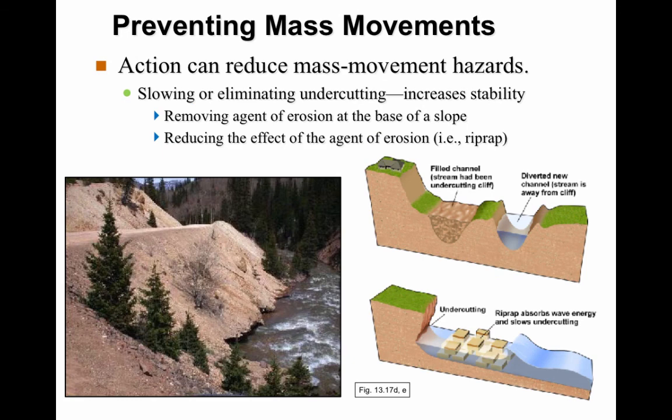We can also try to eliminate undercutting. Here, this river would flow to undercut the base of this channel. A lot of times engineers will put in riprap, which are large boulders that go along the base of a slope that prevent erosion, and that prevents undercutting, which is another major factor in slope failures.